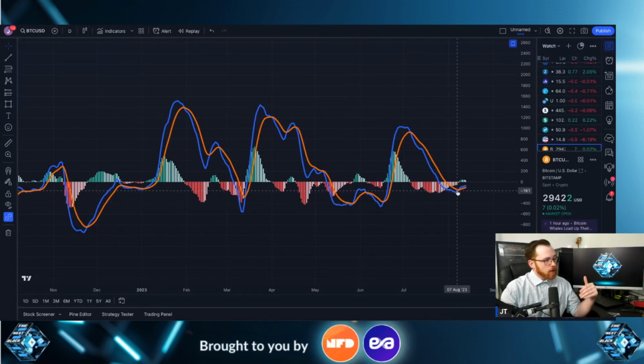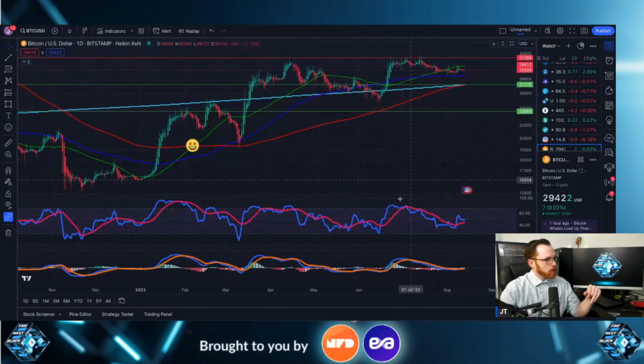And we've just seen the blue cross back above the red, but it looks weak. It looks like it could very easily fold back over, just like it did here. It went above, folded back over, came back down. Now let's take a look at the price and see what happened in those time periods. Price went up from 26,000 to 28,000, rolled back over, came down to 25,000, and then that marked the bottom for that leg, and we moved back on up to about $32,000.